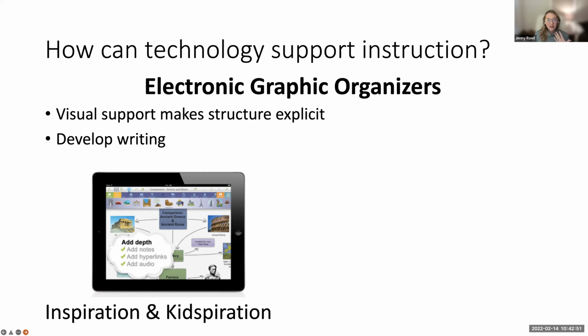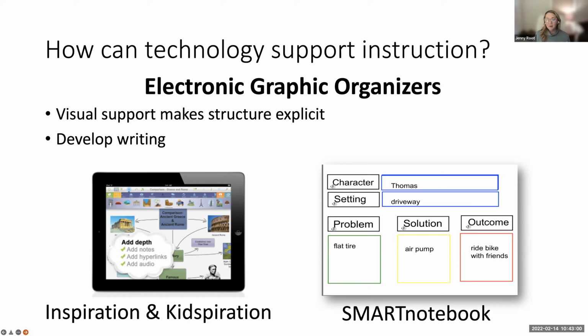One resource is Inspiration and Kidspiration. That is something you have to pay for, but it does sort of speed up the creation of graphic organizers. You can also create them yourselves with things like the Google Suite, PowerPoint. This is an example from the Smart Notebook app. The nice thing about that is it doesn't require Wi-Fi, and if you see the little speaker buttons, you can program your voice to read aloud the text. You could also use an app like Go Worksheet, which also does not require Wi-Fi.